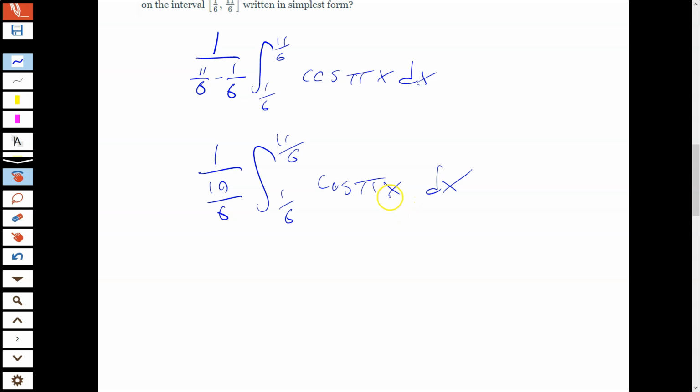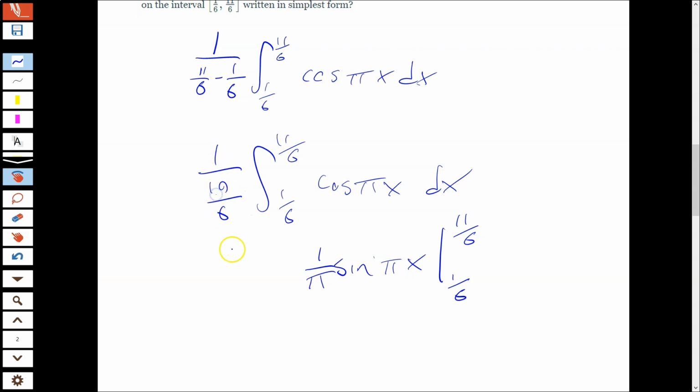But I could also just note that if this is a derivative, the original function must be sine of pi x. And if you weren't sure on that, you could have looked at your derivatives reference, right? And then if I took this derivative, chain rule would be multiplying by pi. So I want to do the opposite, which is 1 over pi. So this is my integral. I'm evaluating from 1/6 to 11/6. And I'm going to bring my outside down.